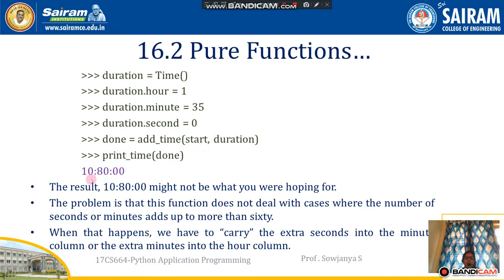When you print this, you will get an unexpected result, because the movie we are watching is 1 hour 35 minutes. How can it be 10 hours and 80 minutes? The result will not be what you are hoping for. This problem occurs because the function does not deal with cases where the number of seconds or minutes adds up to more than 60. A minute contains 60 seconds. So we have to carry the extra seconds into the minute column and the extra minutes into the hour column.